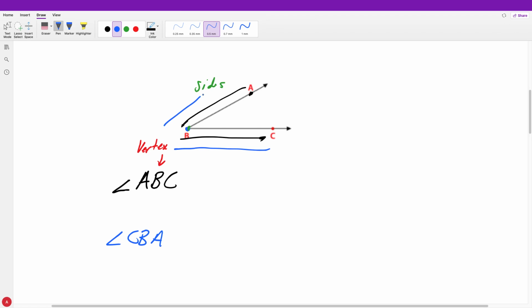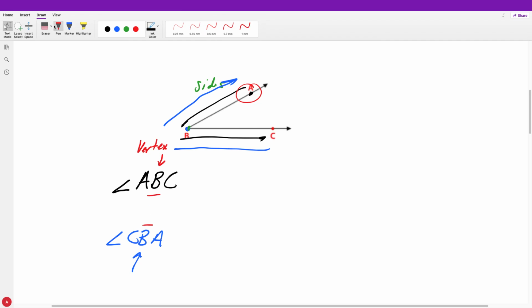These are referring to the exact same angle. It doesn't matter which side we start and end with. What matters is that our vertex is always in the middle. So I can't name this BAC, because then what that's implying is that A is our vertex, and you can see that A is not that common endpoint that these two rays share. So when you're naming your angle, you must put your vertex in the middle.